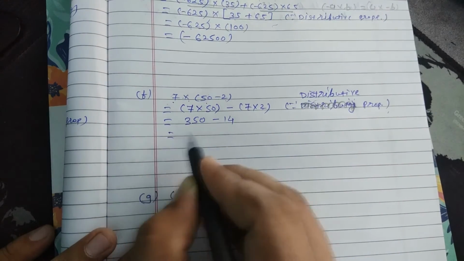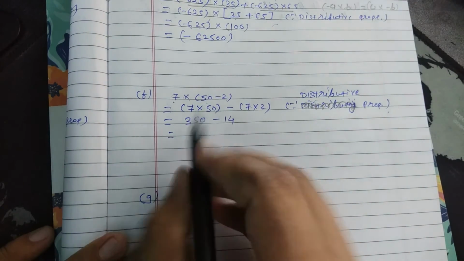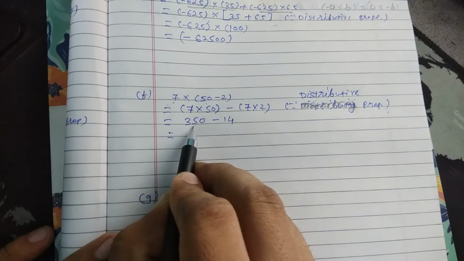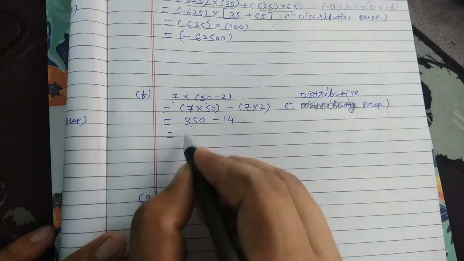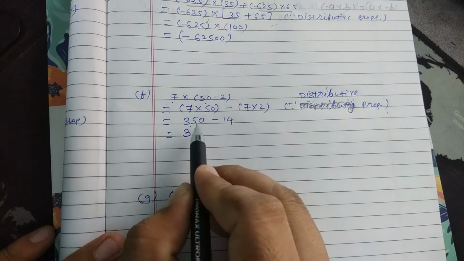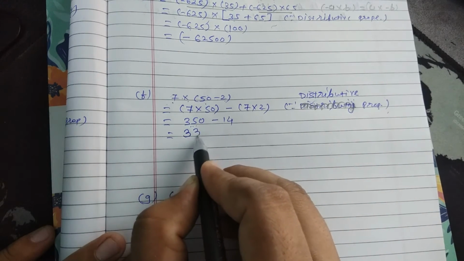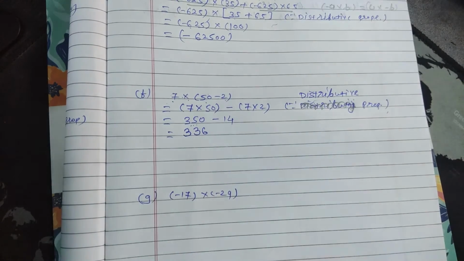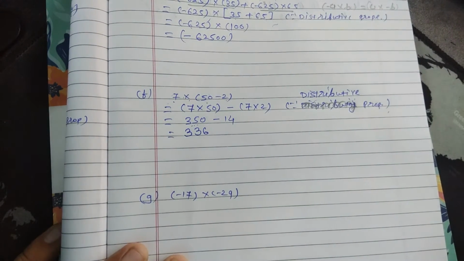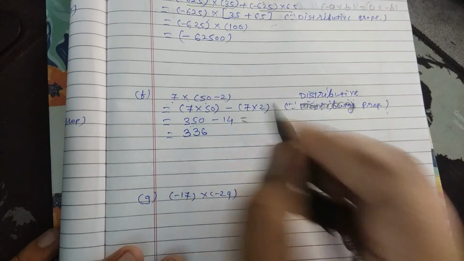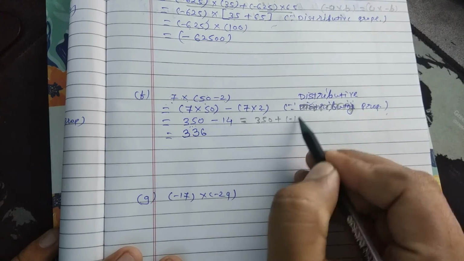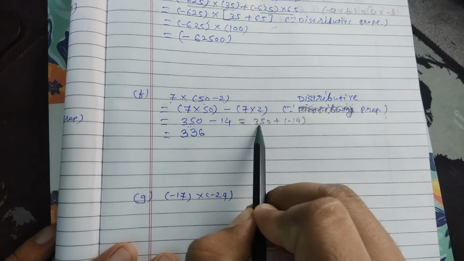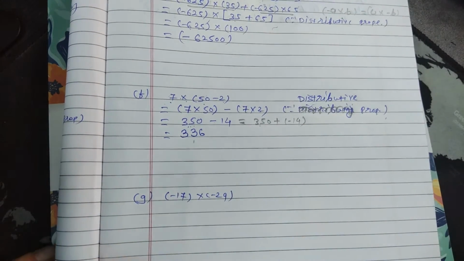Now we will do this subtraction. Here 350 is greater than 14, so we can do the subtraction directly. 350 minus 14, we will get 336. Or you can add one simplification step, that is 350 plus the additive inverse of 14, that is minus 14, and then you do 350 minus 14, and you get 336.